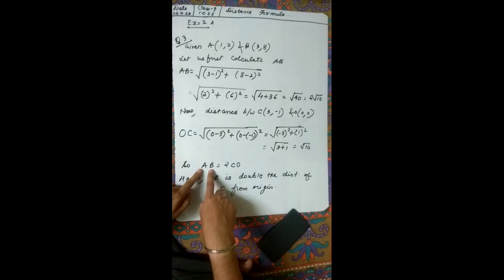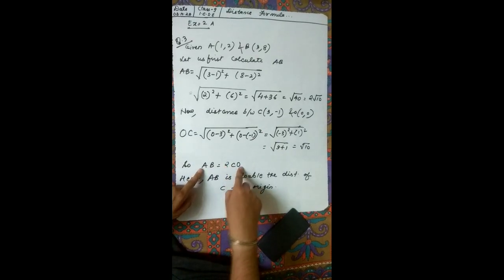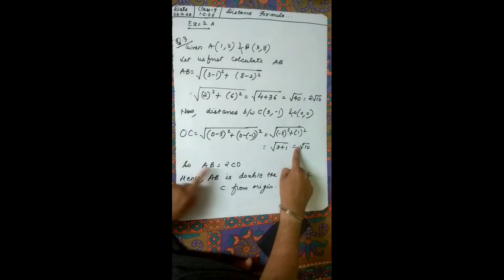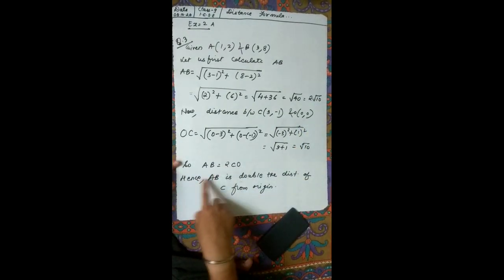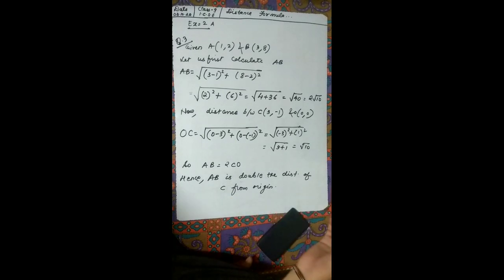So AB is equal to 2 times OC, because this is 2 root 10 and we need to multiply by 2 to get 2 root 10 equal to 2 root 10. So hence AB is double the distance of C from the origin. Alright, now the next question, C1, I'm doing the third C1.